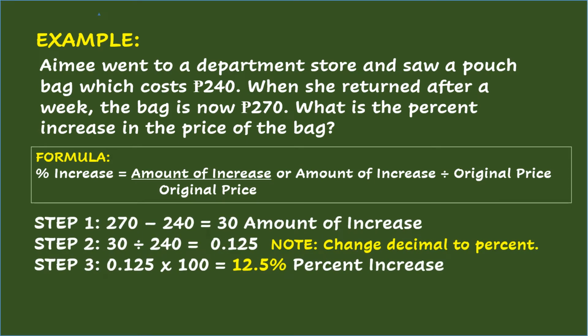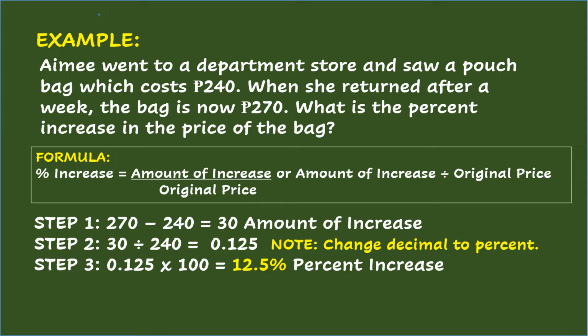And for the solution, step 1 is to get first the amount of increase. This can be done by subtracting the original price from the increased price. So that's 270 minus 240 equals 30. So the amount of increase is 30 pesos. Step 2. Following the formula, the amount of increase is to be divided by the original price. So that's 30 divided by 240 equals 125 thousandths.